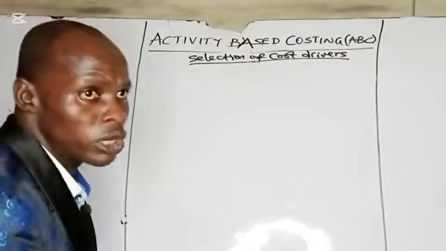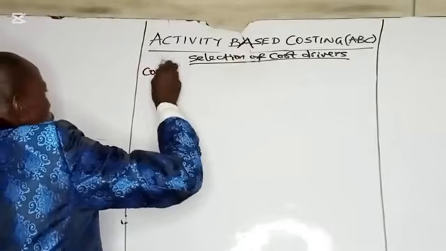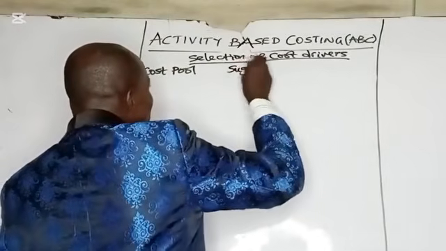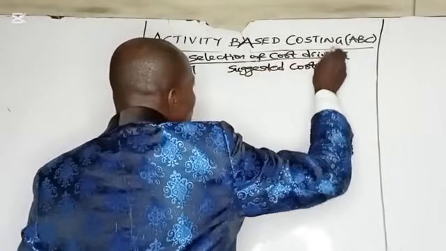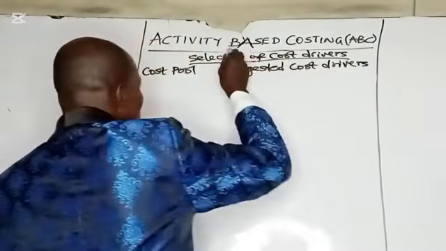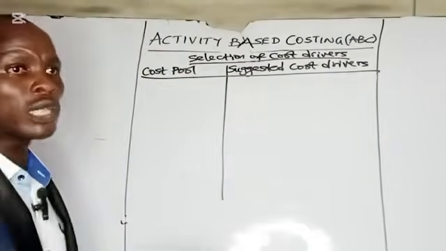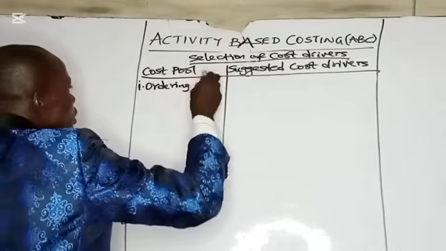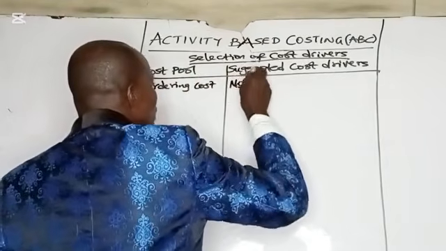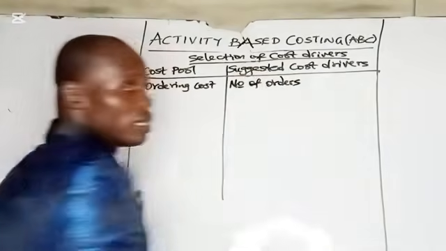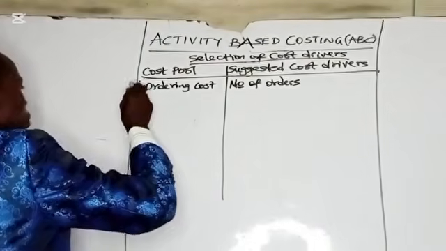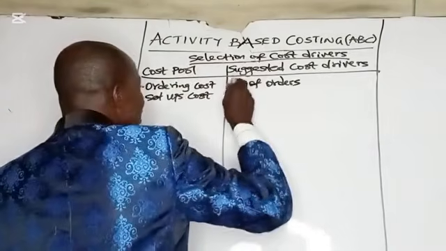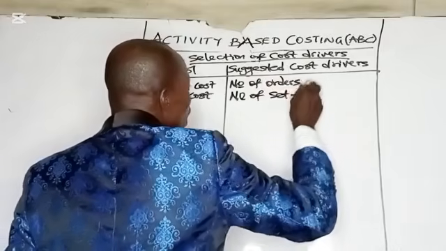So, to select cost driver, we have cost pool and we have suggested cost drivers. So, we have the cost pool could be ordering cost. The possible cost driver is number of orders. Two, we have setup cost. The cost driver for that is number of setup.